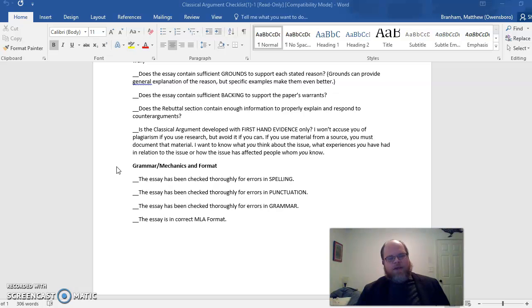So also make sure you check for errors in punctuation, periods, commas, all the rest. And if you have errors with punctuation, or in the past you struggled with any area of punctuation, make sure you check those carefully and make those corrections. Then also make sure the essay has been checked thoroughly for errors in grammar. That's a big one. And if you have the handbook, you can go through and find all the information about basic skills errors.